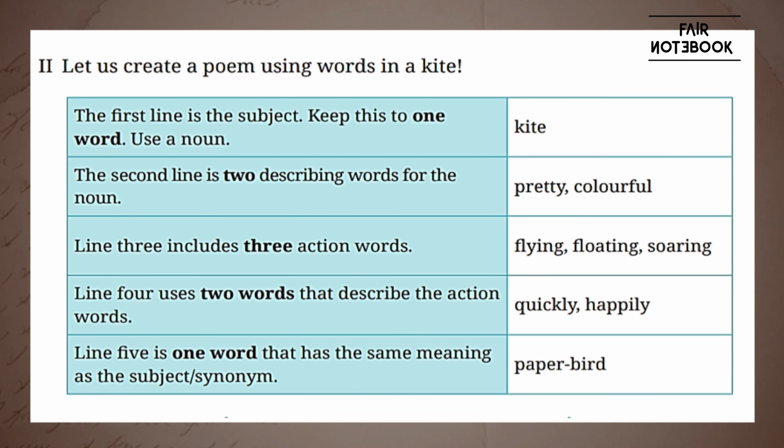Let us create a poem using words about a kite. The first line is the subject. Keep this to one word. Use a noun: kite. The second line is two describing words for the noun: pretty, colorful. Line 3 includes three action words: flying, floating, soaring. Line 4 uses two words that describe the action words: quickly, happily. Line 5 is one word that has the same meaning as the subject, a synonym: paper bird.